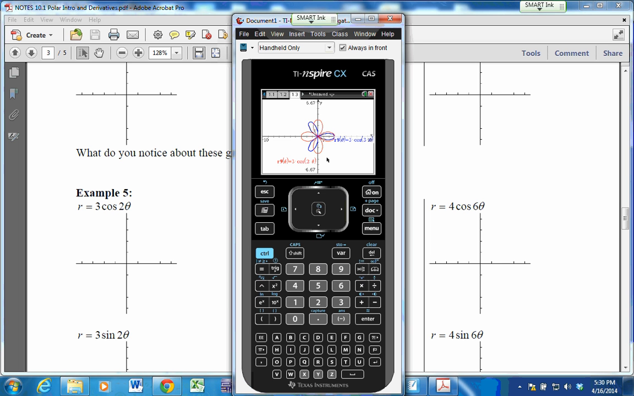And so on the next video, we'll talk more about that, and then how to combine them, and change polar to rectangular and back and forth, because sometimes that's necessary.